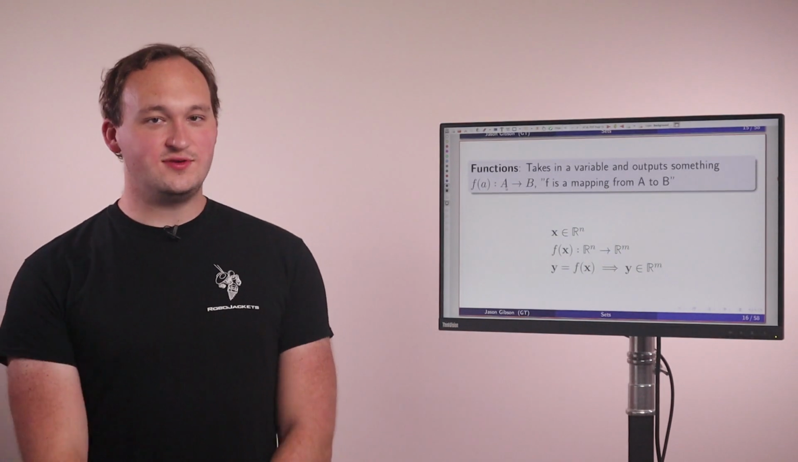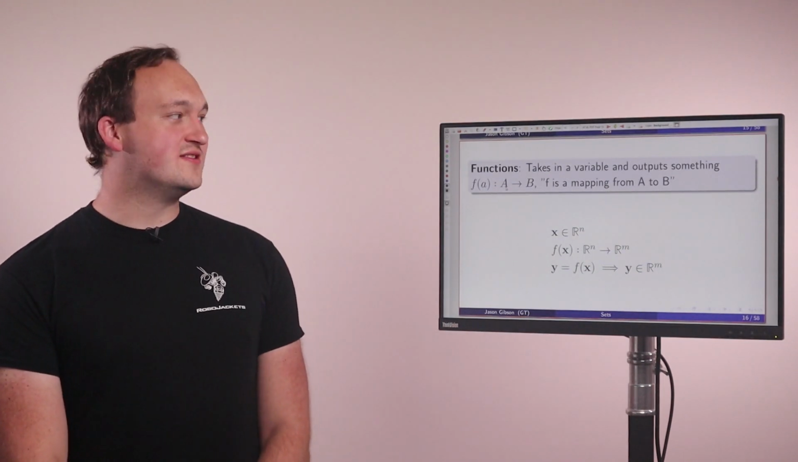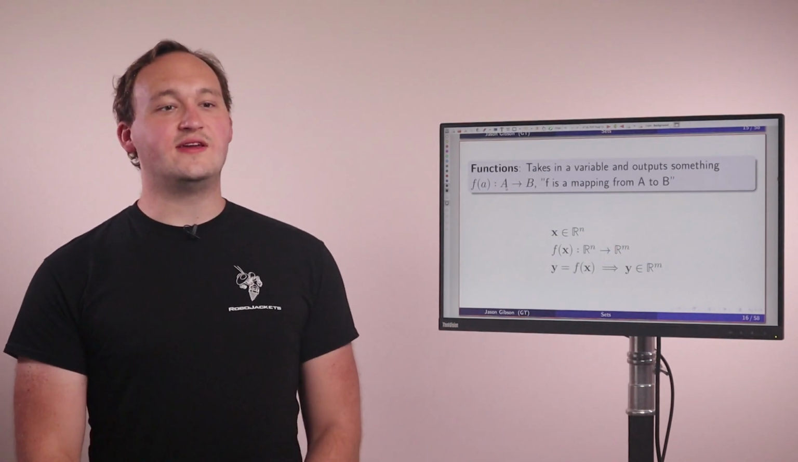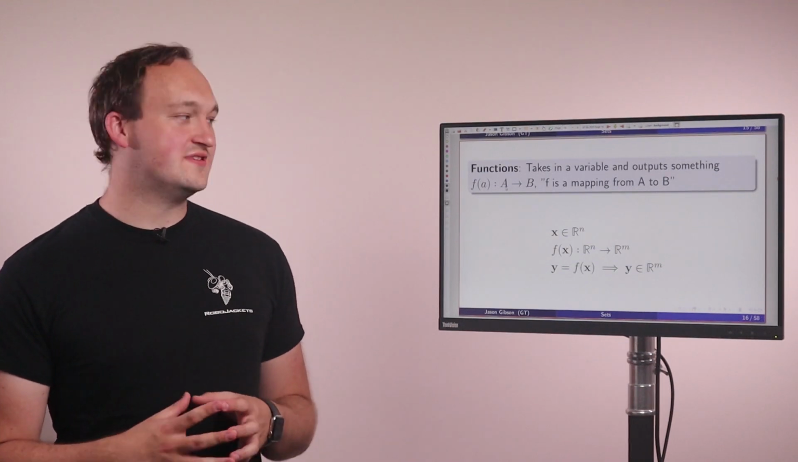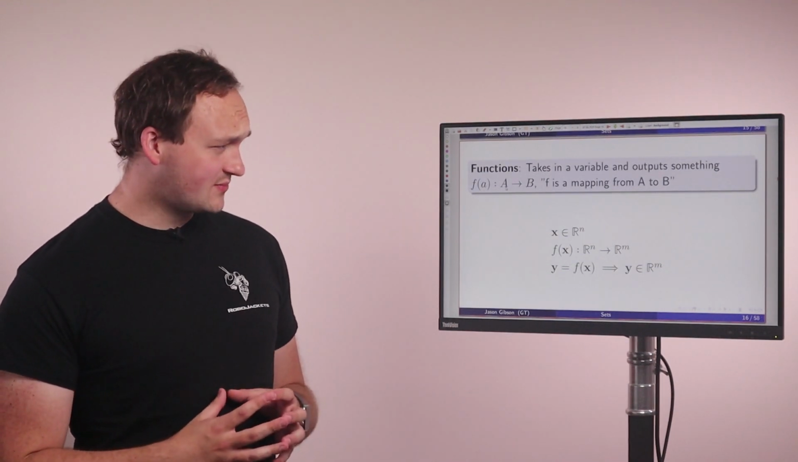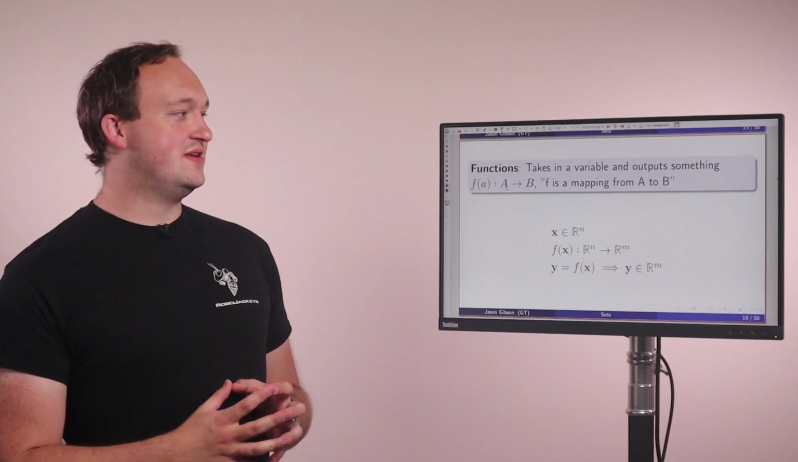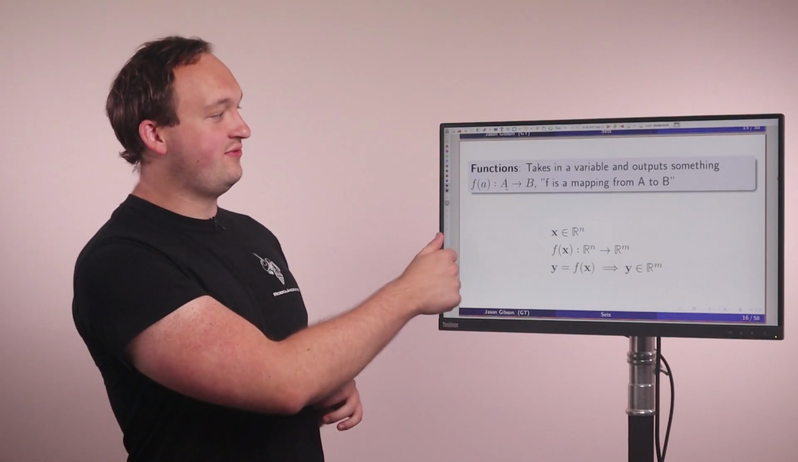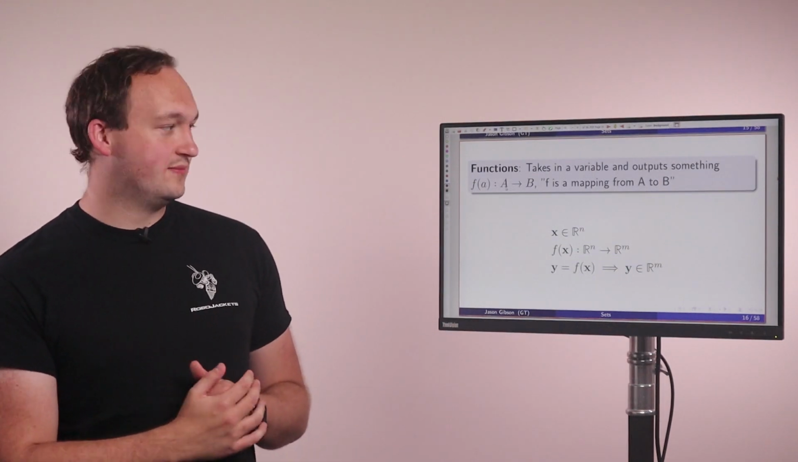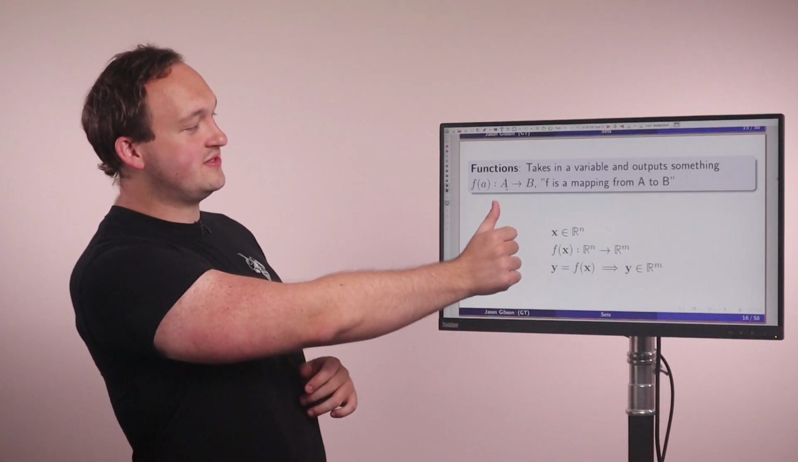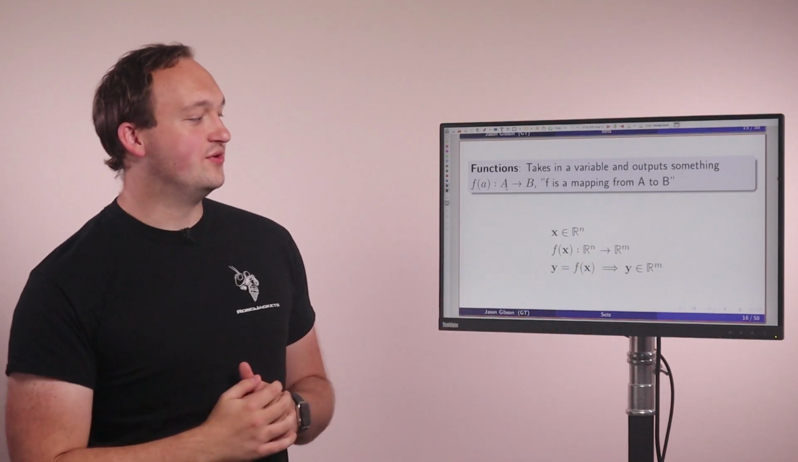So next we have function notation. And this is essentially what allows us to define things that operate on some set of values. So we're going to take in some variable and we're going to output some variable. This is typically read as F is a mapping from A to B. So A is where it starts, and you have the arrow pointing to B, which is where it ends.